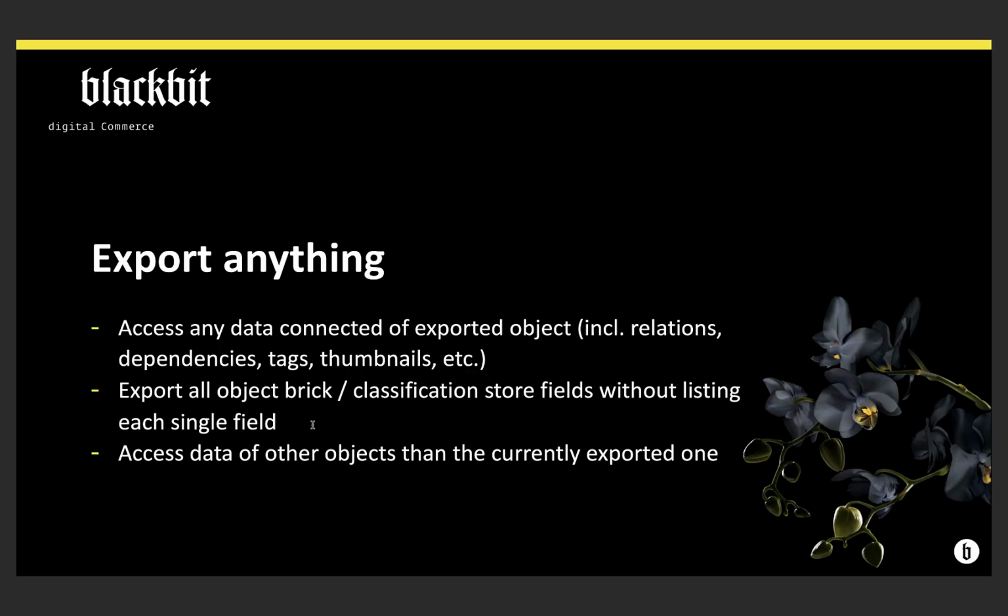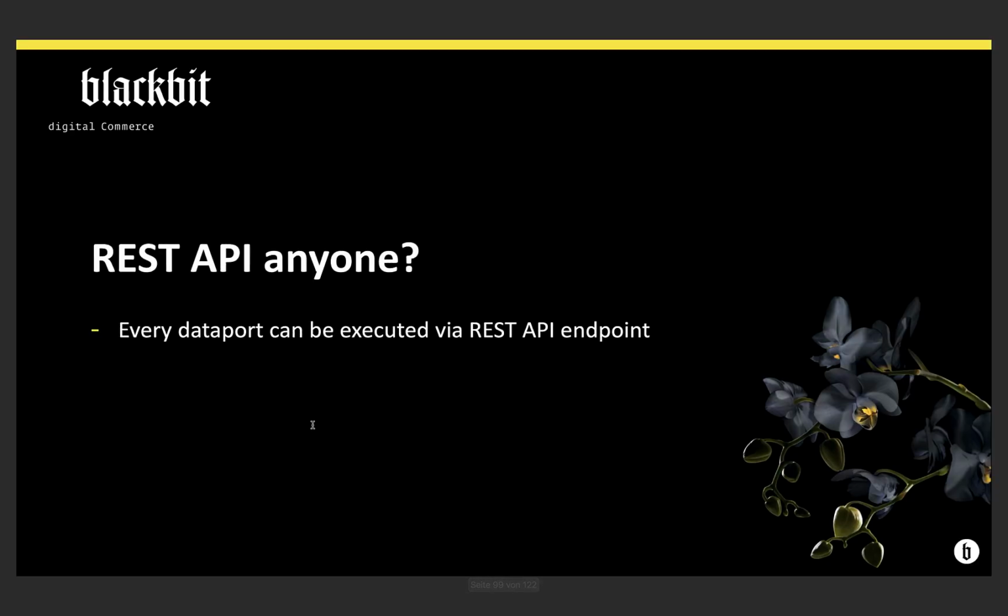It's also possible to access data of other objects than the currently exported one. So when you want to access some other data which is not connected to the currently exported object, then this is also possible. And you can preset filters for objects to be exported. For example, you could set up a condition to only export published objects, then it would never be possible with this dataport to export any unpublished objects. Also for exports, we have a REST API.